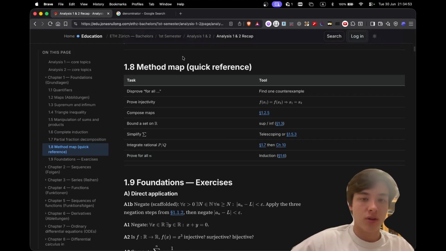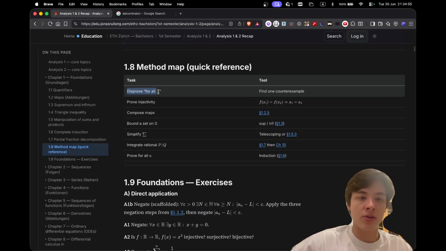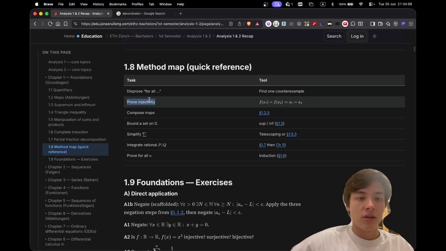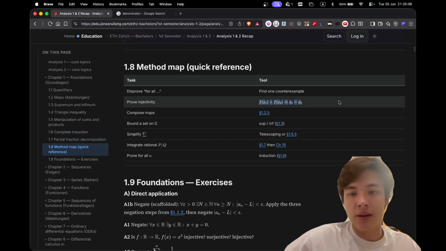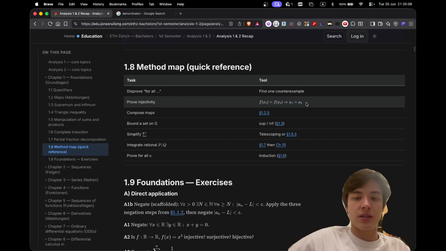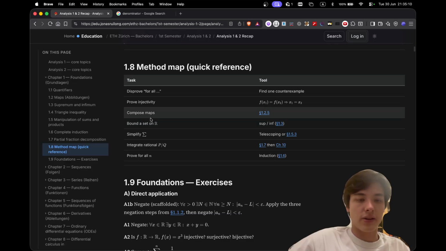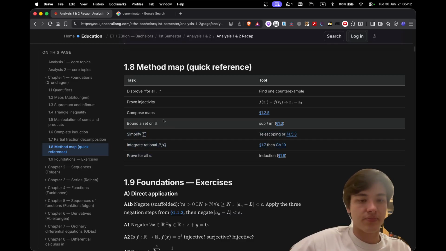Here's what this method map is. If we need to disprove for all, we find one counterexample. If we need to prove injectivity, then we show that if it's the same value, then it must be the same x. Well, yeah, you get it. You can read through it.